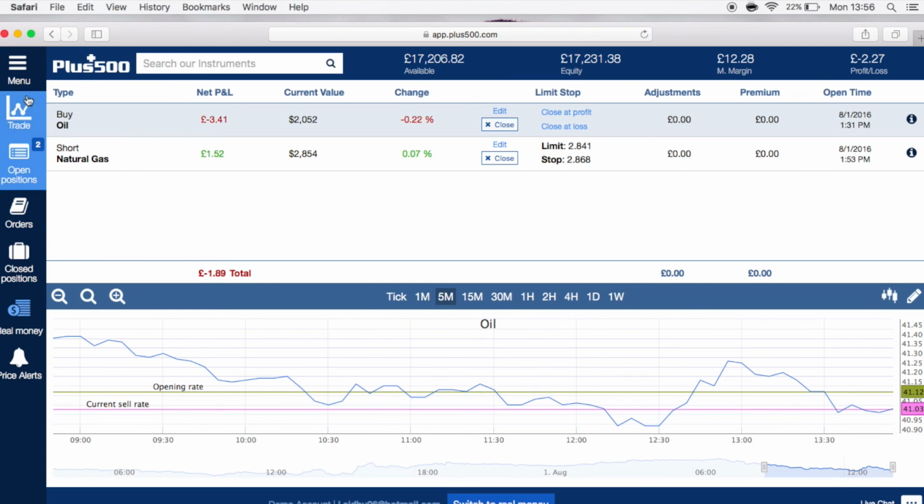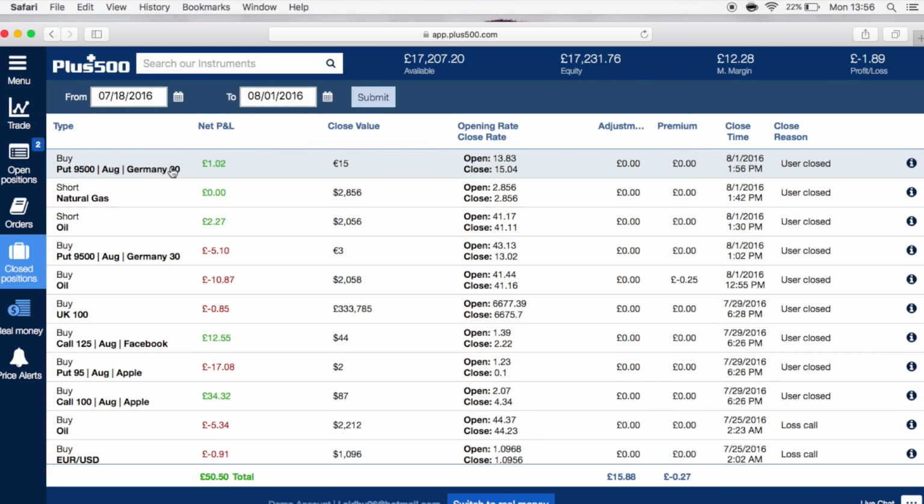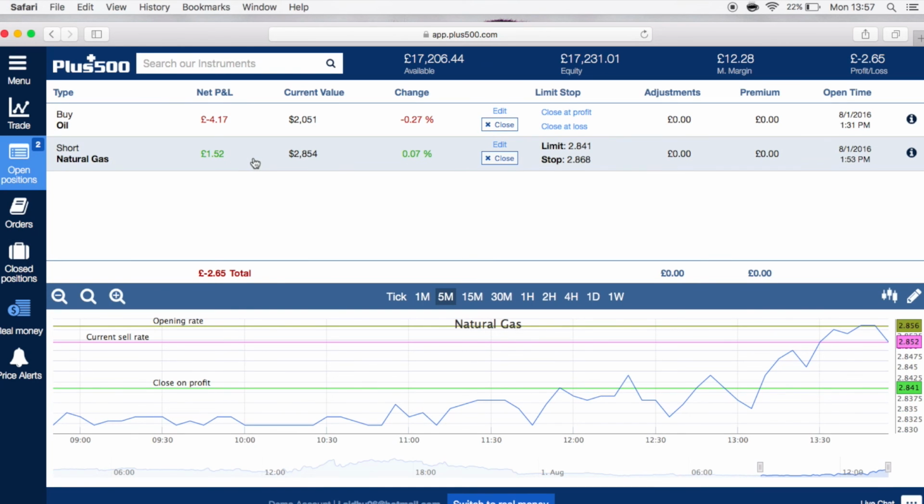And I can check that by going to close positions. And as we can see here, this is the one I just closed at 156. And I made £1.02. I can go back to my open positions, and now I can close this one if I like, or I can update any of my open positions.